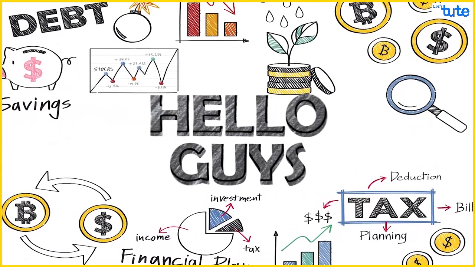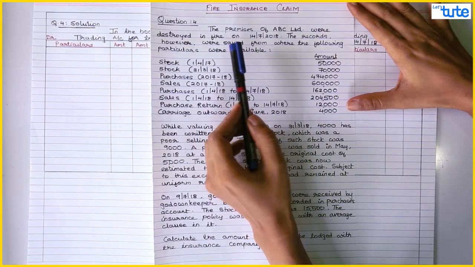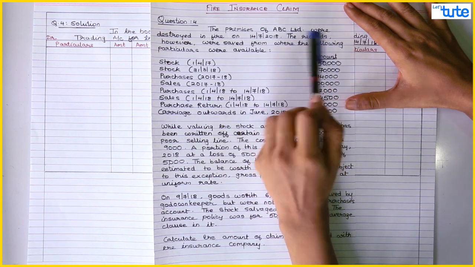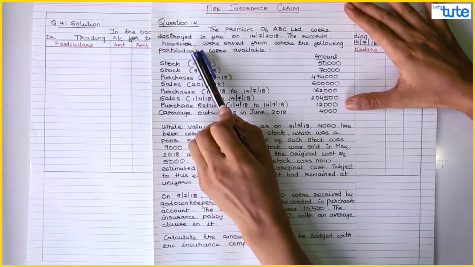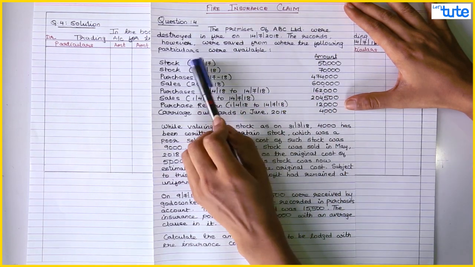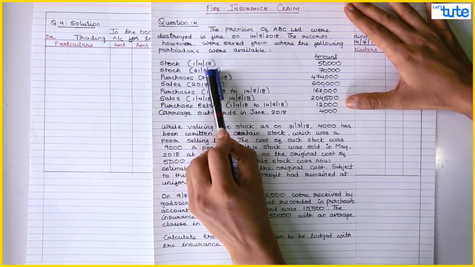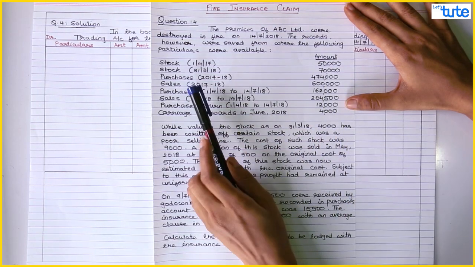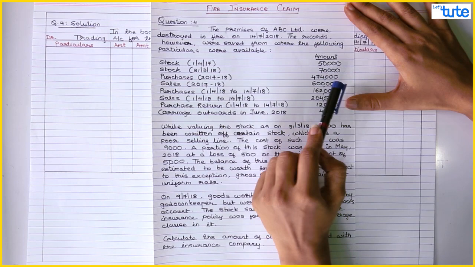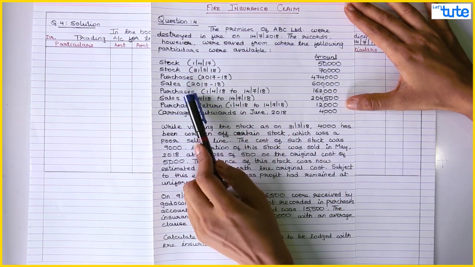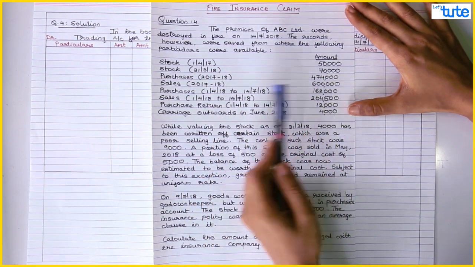So we are starting with question number 4 of fire insurance claim. The premises of ABC Limited were destroyed in fire on 14th of July 2018. The records, however, were saved, from where the following particulars were available. Stock as on 1/4/17 is 50,000. Stock as on 31st March 18 is 70,000. Purchases 17/18 4,74,000. Sales 17/18 is 6 lakhs.